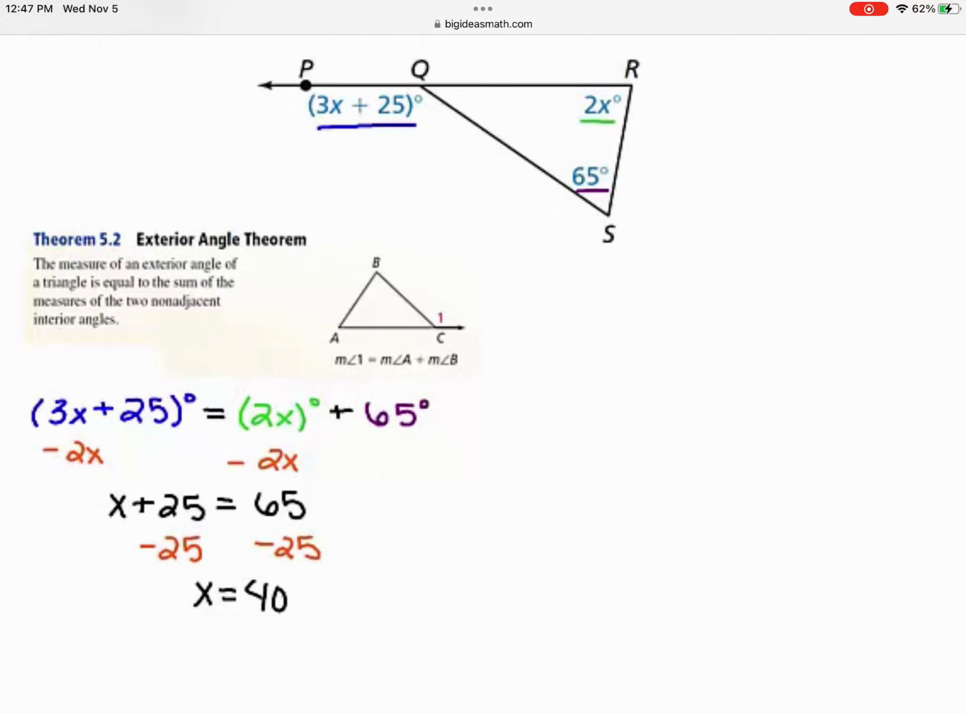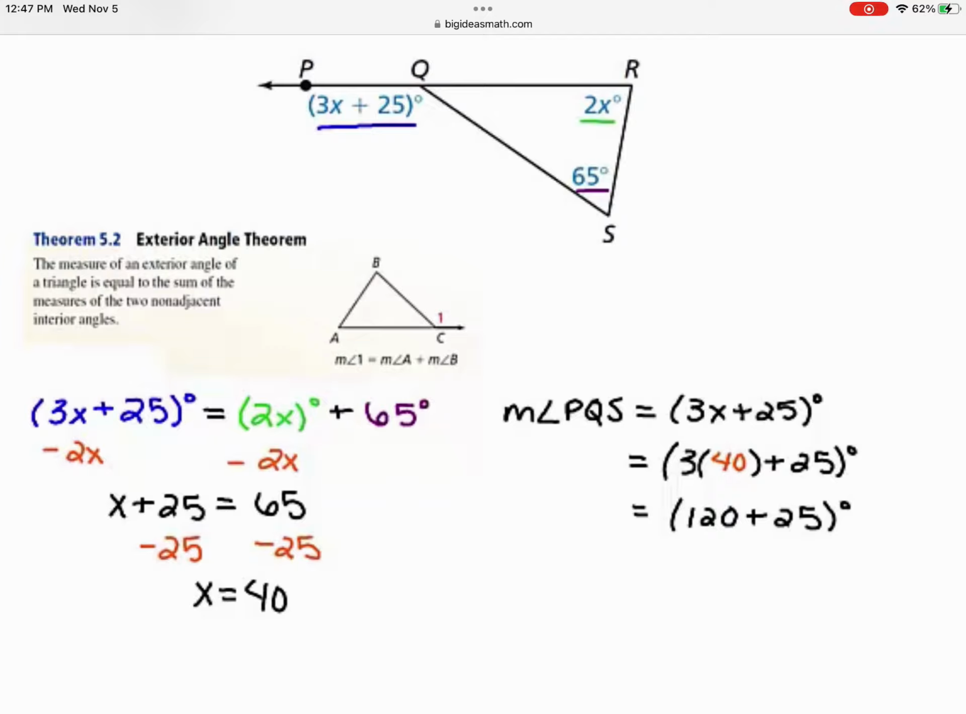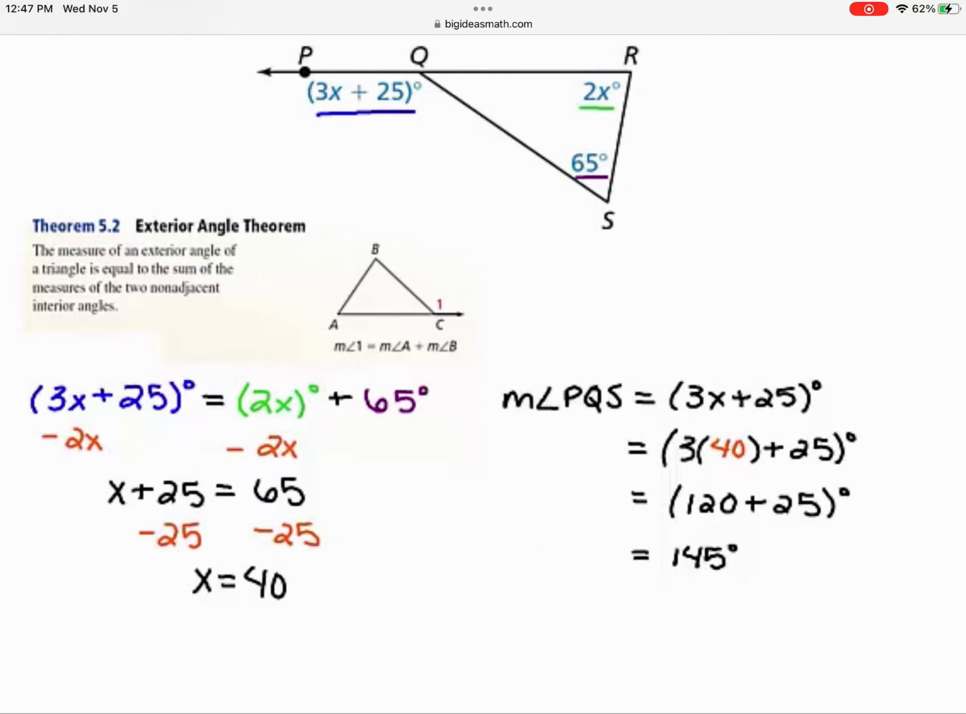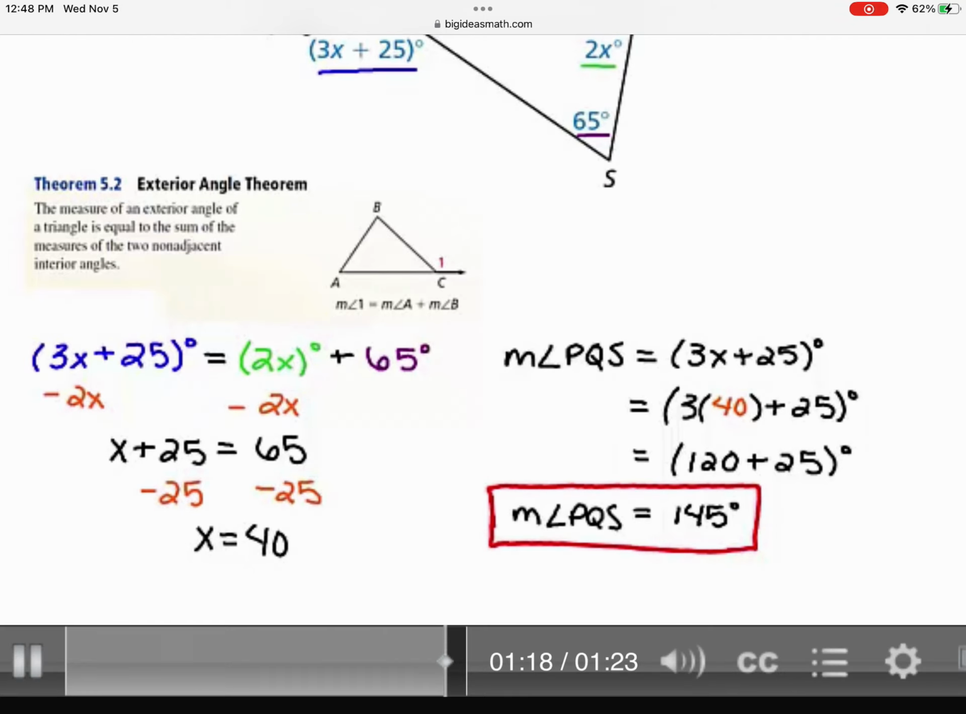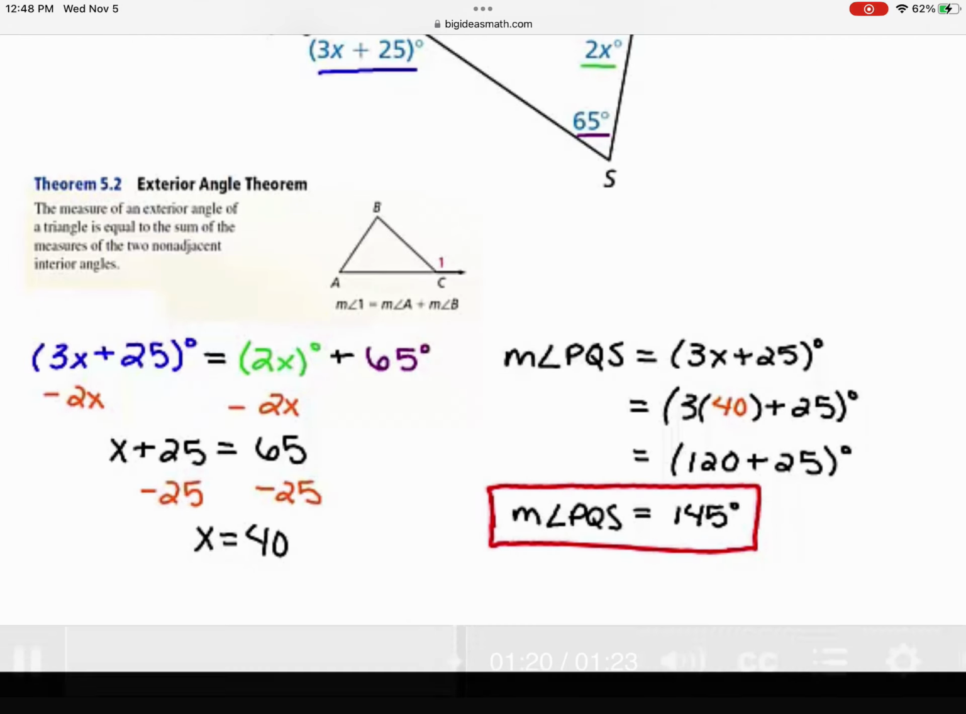Now, from the diagram, the measure of angle PQS is equal to 3x plus 25 degrees. You found the value of x to be 40, so you can substitute this value in for x. When you simplify, 3 times 40 gives you 120, and 120 plus 25 gives you 145. Therefore, the measure of angle PQS is 145 degrees.